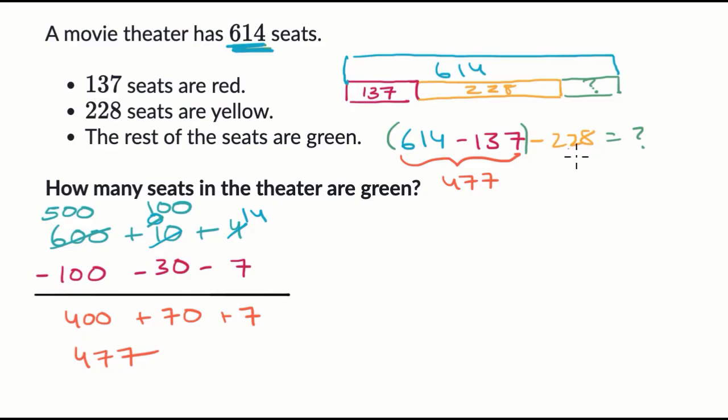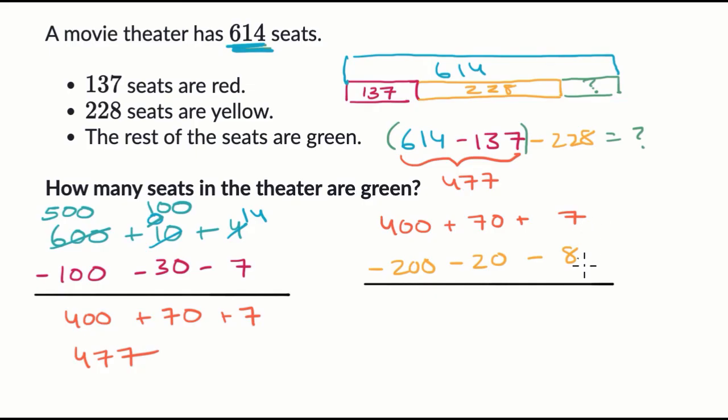And now I have to subtract 228. And I can do the same thing. I can expand out 477. That's 400 plus 70 plus 7. 4 hundreds, 7 tens, 7 ones. And I'm going to subtract 200, minus 20, that's 2 tens here, minus 8. I'm subtracting out all the parts of it. And so what is that going to be equal to?